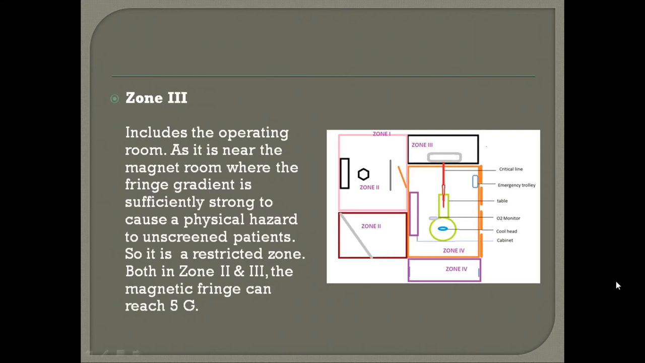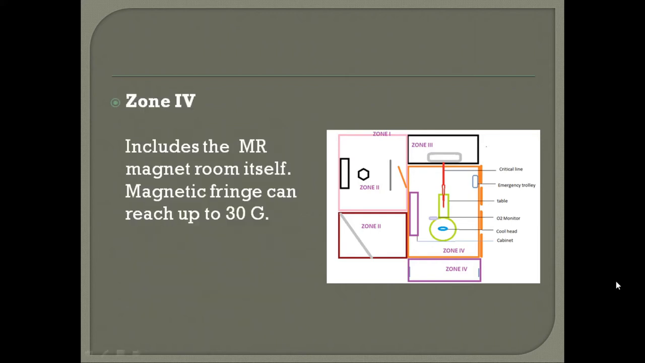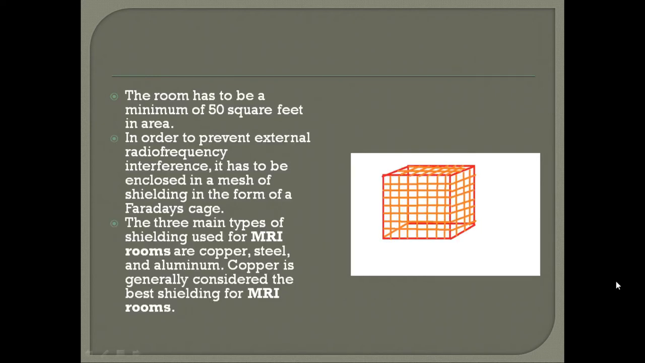Zone 3 includes the operating console room. As it is near the magnet room where the fringe gradient is sufficiently strong to cause a physical hazard to any unscreened patient, it is a restricted zone. Both in zone 2 and 3, the magnetic fringe can reach up to 5 Gauss. Zone 4 includes the MR magnet room itself. The magnetic fringe here can reach up to 30 Gauss.